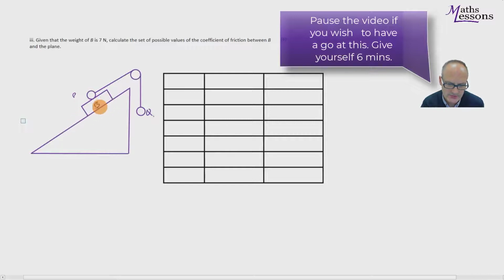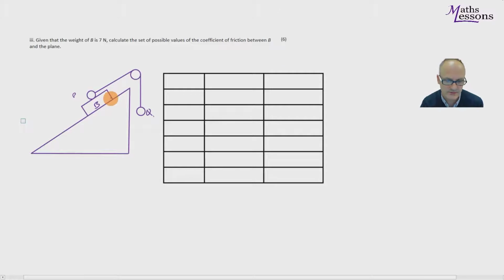Now, this is a little bit more complicated because we've got B sitting on a plane, okay? And there is a rough surface between B and the plane. It's not glued to the plane, so it could move up and down the plane given enough force. We've got P, and there's some friction between P and B. So P is going this way because of the tension, and that is pulling this one up the plane. But that tension is not affecting B.